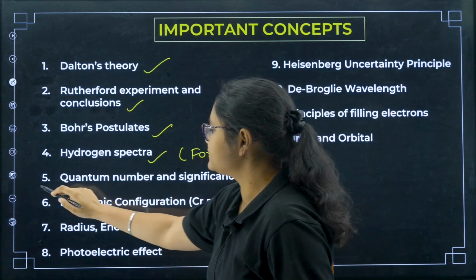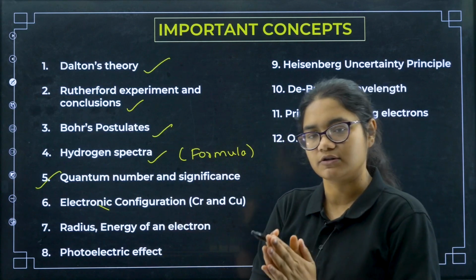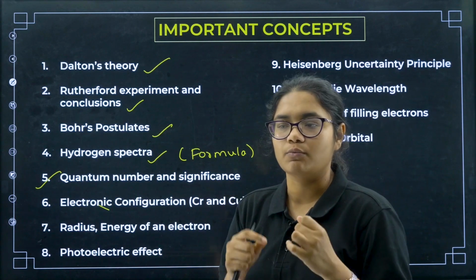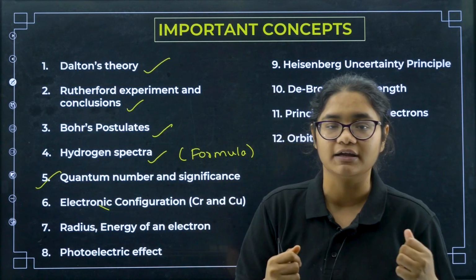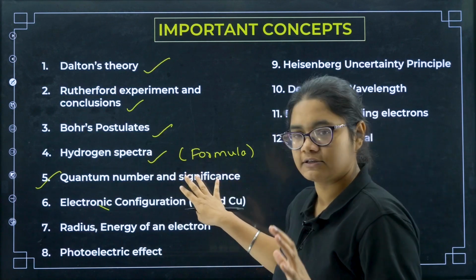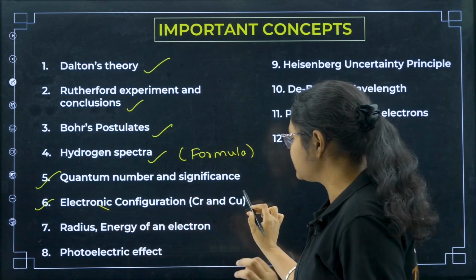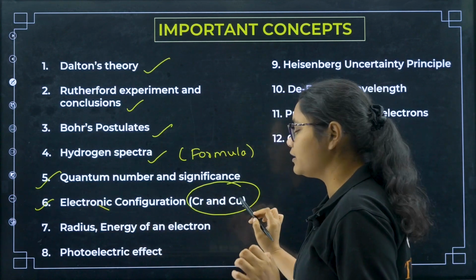Next, quantum numbers and their significance, very important question. This question has been asked repeatedly for all the 4 quantum numbers. You should know what symbol it denotes, what its significance is, what information it gives, and what the range of this quantum number is. All these things should be given here. Next, electronic configuration, how to write it. You should know especially these 2 elements, chromium and copper.